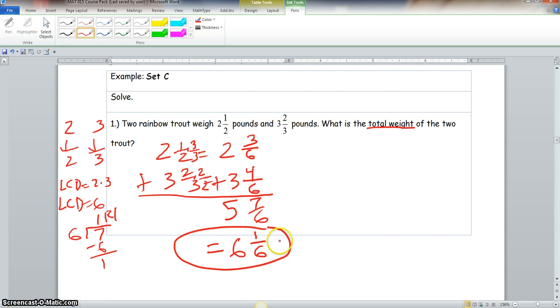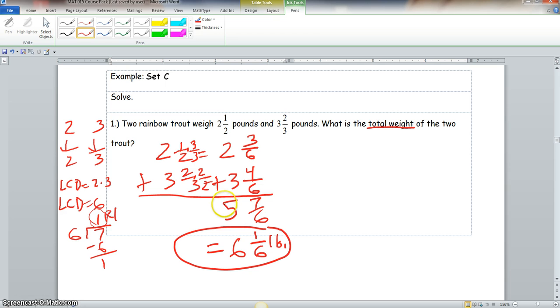So our final answer would be 6 1/6 pound, because we cannot forget the units of measure. So again, we find out what this mixed number is. We'll take 6 and a 7 goes once. We have a remainder of 1.